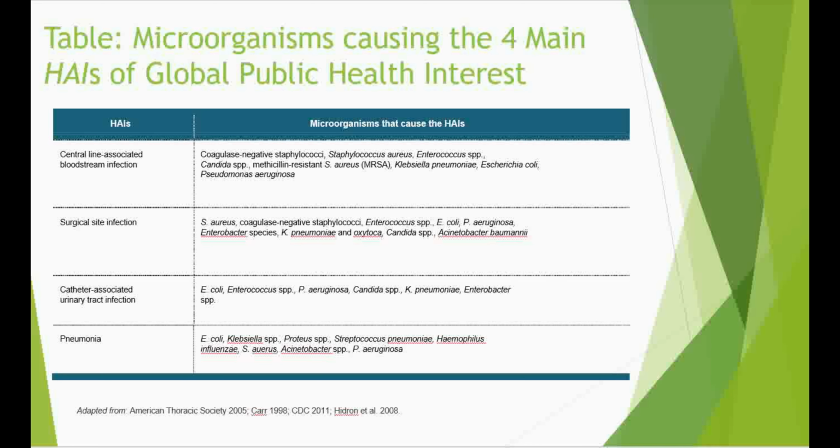So in this table, I have listed the microorganisms causing the 4 main HAIs of global public health interest. On the left side, we see the description of HAIs, and on the right side, the very microorganism causing them. As an example here, of course, again, the HAIs included here are central line associated bloodstream infection, surgical site infection, catheter associated urinary tract infection, UTIs, and pneumonia.